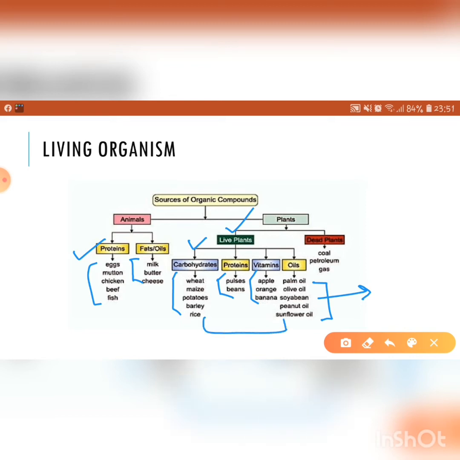Now, all these substances contain different organic compounds that are beneficial to our well-being. So, therefore, these animals and plants are also the source of organic compounds.